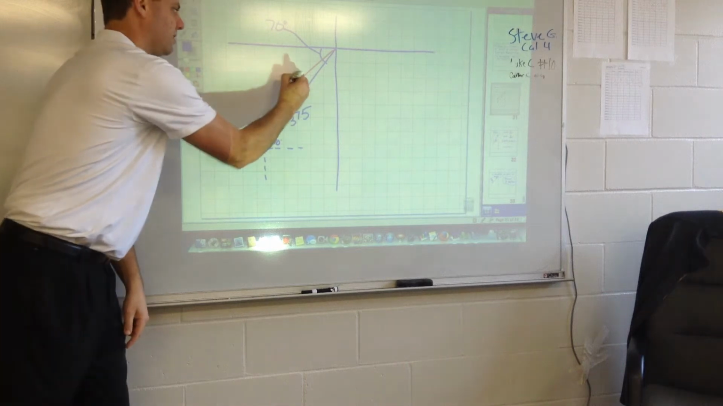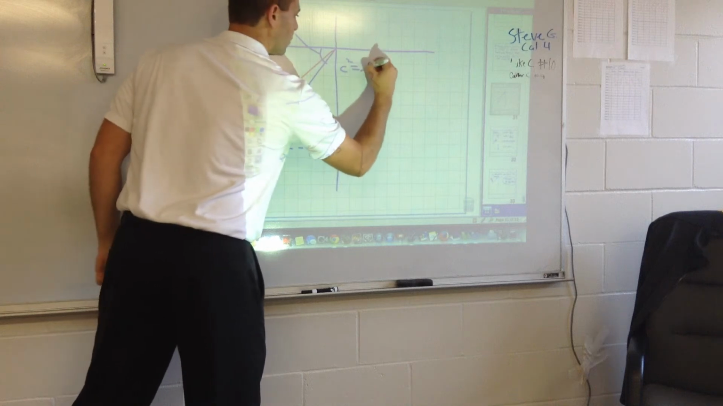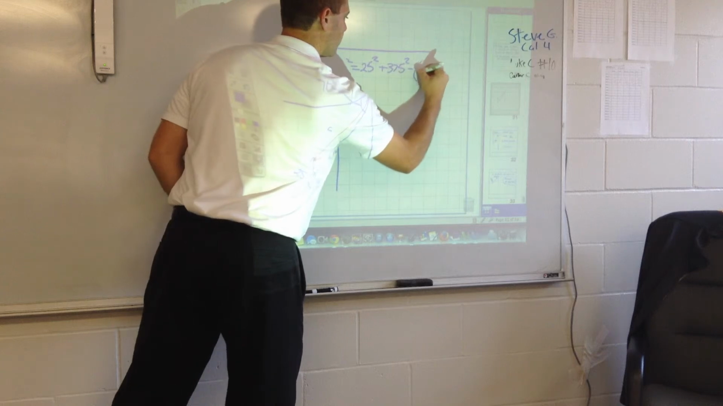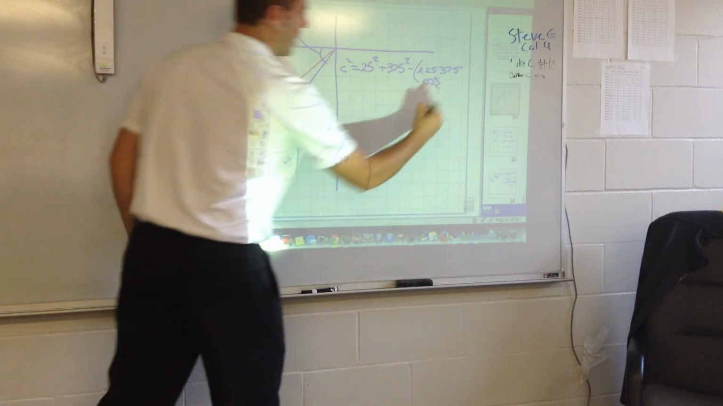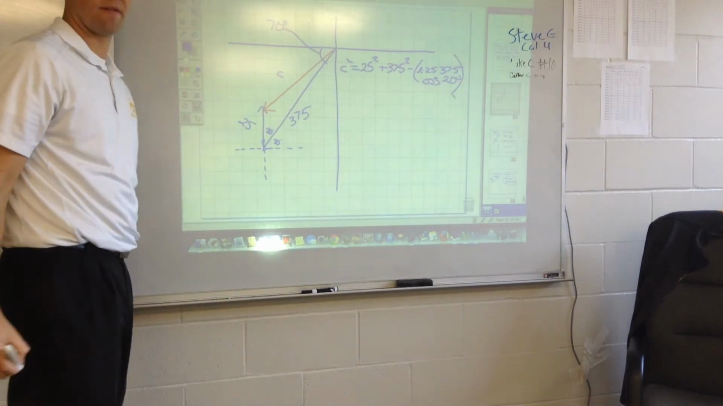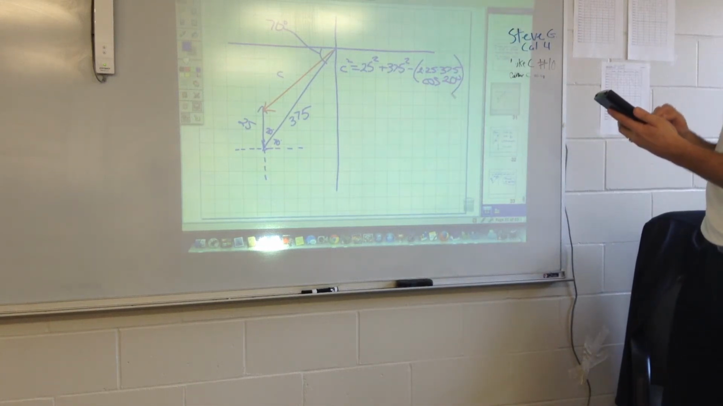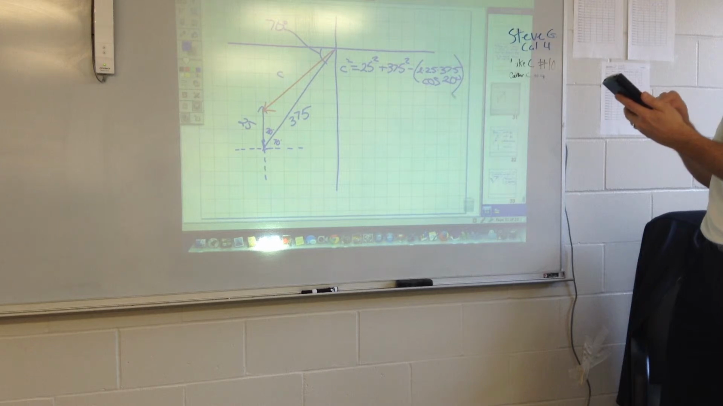But if I call this side C, I could say C squared equals 25 squared plus 375 squared minus 2 times 25 times 375 times the cosine of the angle, which is 20 degrees. So 25 squared plus 375 squared minus parentheses 2 times 25 times 375 times cosine 20. Square root that answer.